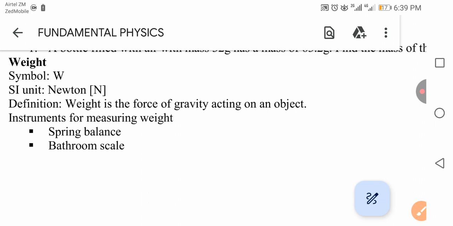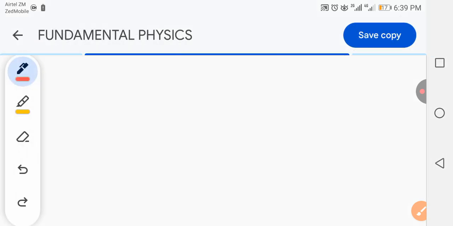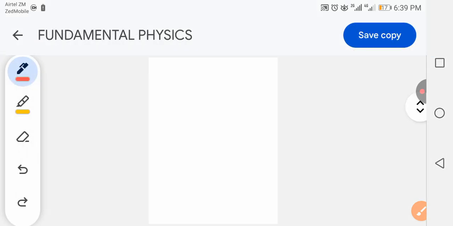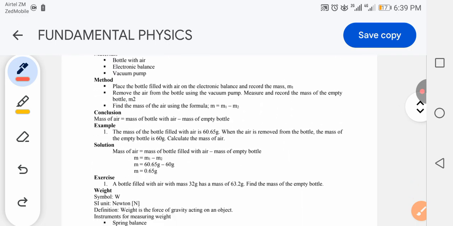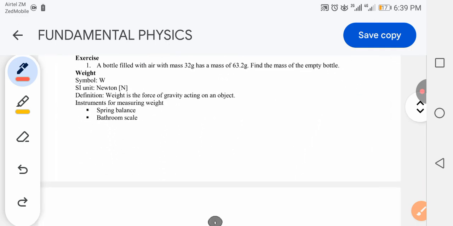The instruments used for measuring weight: we have number one, the spring balance, and the bathroom scale. These are some of the instruments which are used to measure the weight of an object.